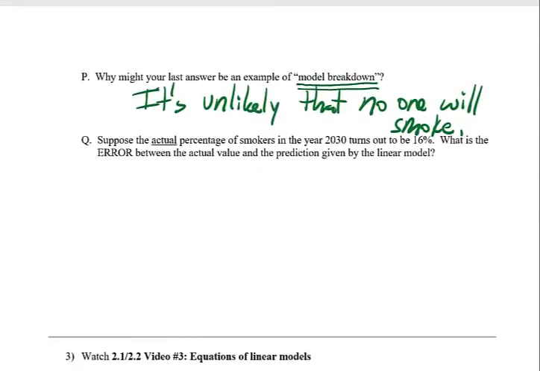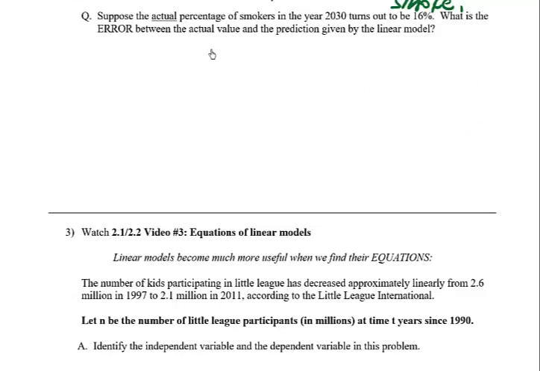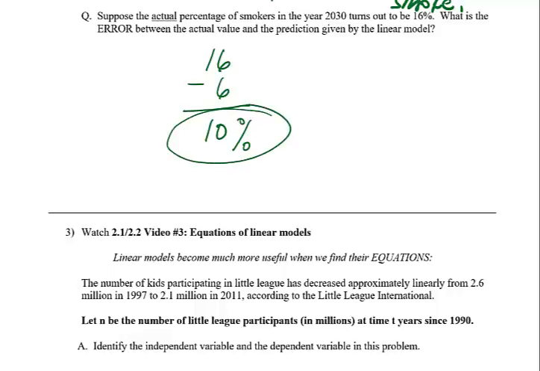The actual value we're assuming turns out to be 16%. To find the error between the two just means to subtract. So we would say 16 minus 6 gives us 10%. The error between the actual and the prediction would be 10%. Once again, the model isn't perfect. It simply gives us the best prediction it can based on the current information.